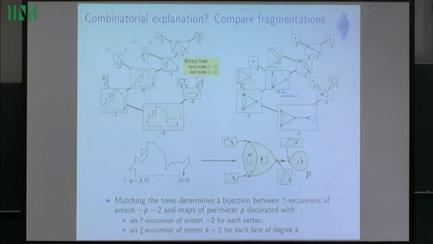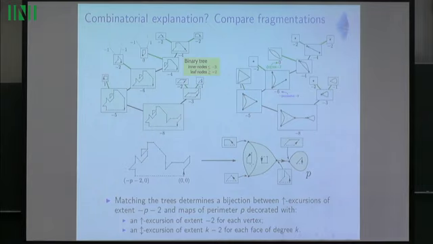So explicitly, what is this decoration? Well, for each vertex, I have an excursion. So a vertex corresponds to a label minus 2, so it corresponds to an excursion that starts at 0 and ends at minus 2. Now for every face, I have a label, the degree minus 2, so it corresponds to an excursion that starts at 0 and ends at the degree minus 2.